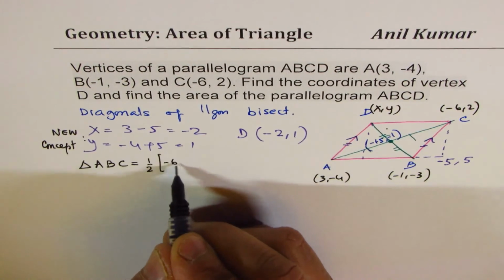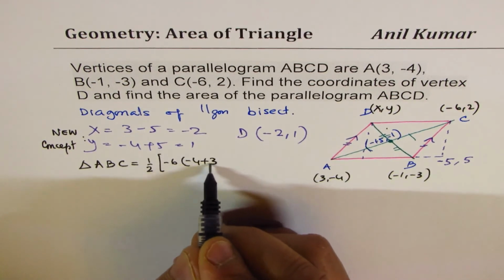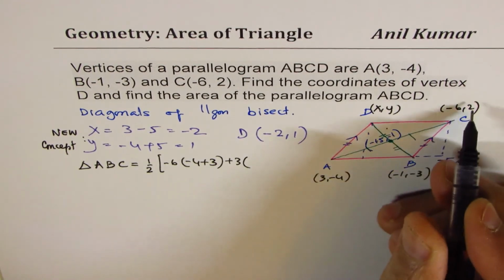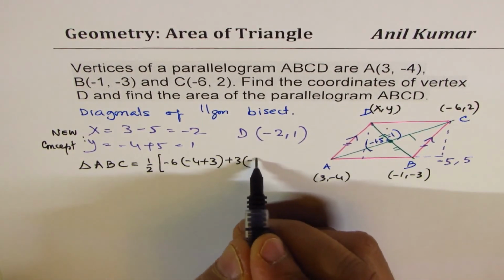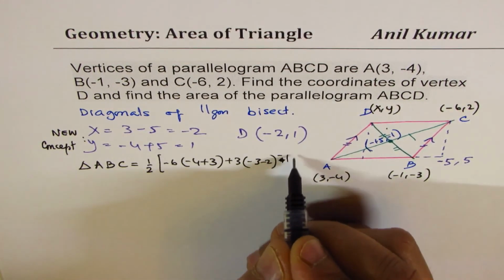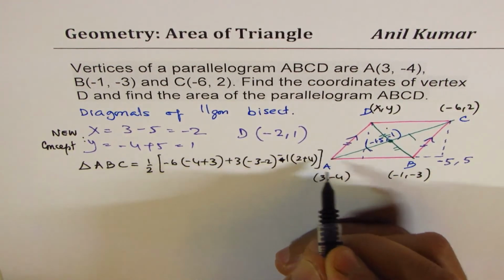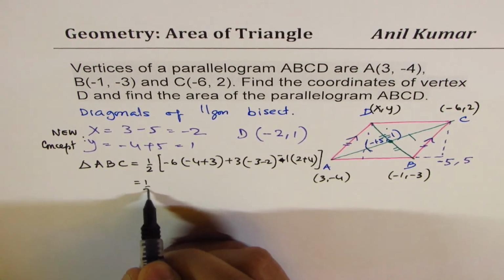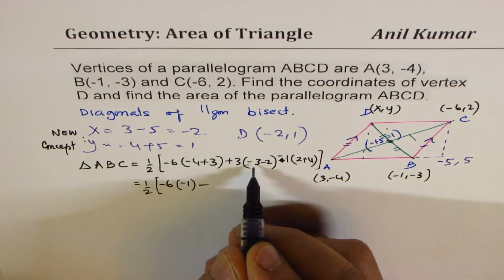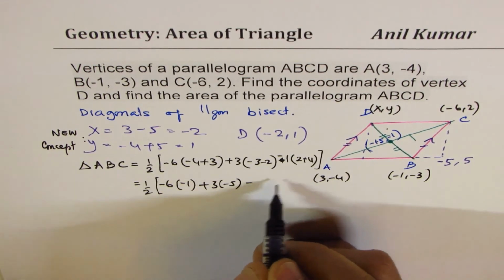let's say x value is minus 6 times this minus this, that is minus 4 plus 3. Then the next value is plus 3, so plus 3 times that minus this, which is minus 3 minus 2 plus, which is minus 1. Let me write minus 1 times this minus this, which is 2 plus 4, right? Absolute value we'll take later. So it is half of, we'll see first. So it is minus 6 times minus 1. And here it is again a negative value. Okay, so let me write plus 3 minus 5 and minus 6.